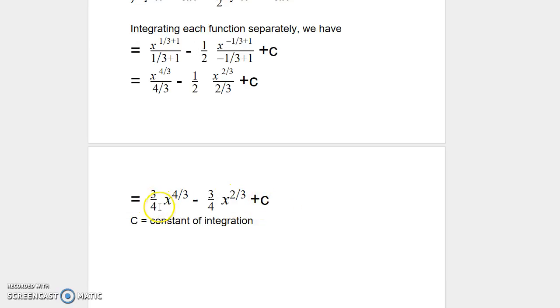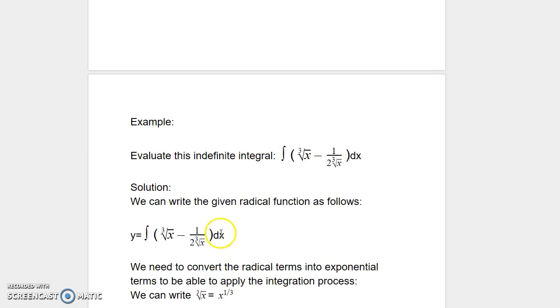So this is our answer: 3 over 4 x to the power of 4 over 3 minus 3 over 4 x to the power of 2 over 3 plus c, where c is a constant of integration. This is the way we're going to solve example problems involving radical terms. In my next video presentation, we will be solving more examples involving indefinite integrals.